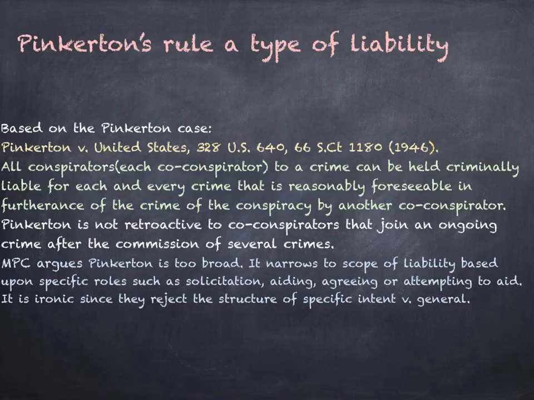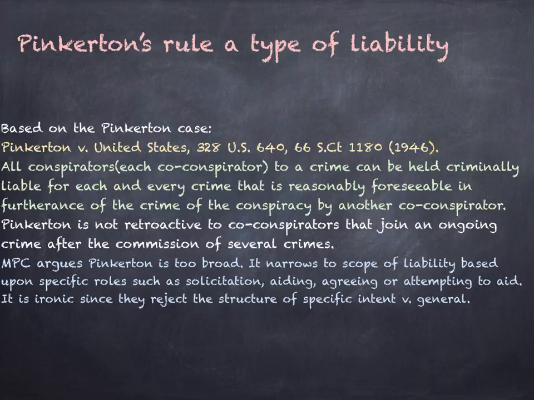Now, Pinkerton's rule is a type of vicarious liability, and this is an oldie but goodie. In Pinkerton versus United States, it became common law. It set a precedent that each co-conspirator during the crime will be held criminally liable for each and every crime that is reasonably foreseeable in furtherance of the conspiracy. Now, you need to memorize just maybe the little light green part for your essays, because that might come up in some of the hypotheticals on UBEs or MBEs or in multiple choice. It's fair game.